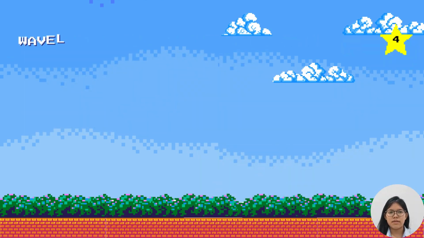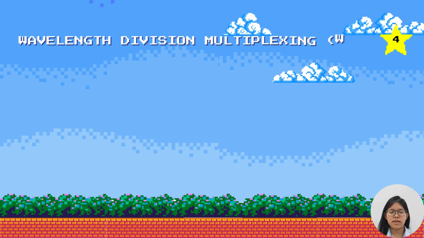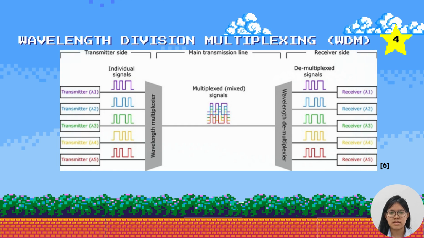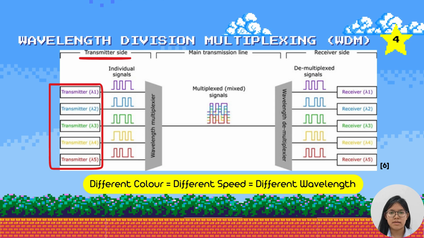Lastly, wavelength division multiplexing (WDM) is now one of the most widely used technologies for high-capacity optical communication systems. According to a typical WDM transmission system as shown in the figure, at the transmitter side, multiple optical transmitters, each emitting different wavelengths depending on their colors, will individually send signals and be multiplexed. The output will then be transmitted over one main transmission line, which is the optical fiber cable.